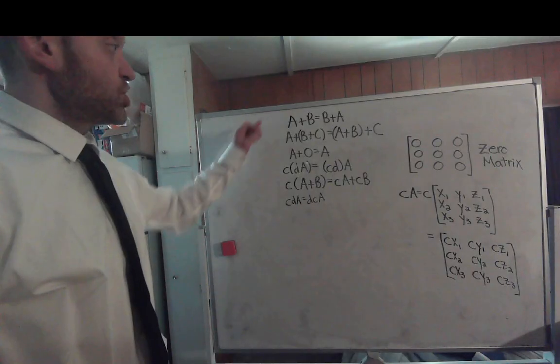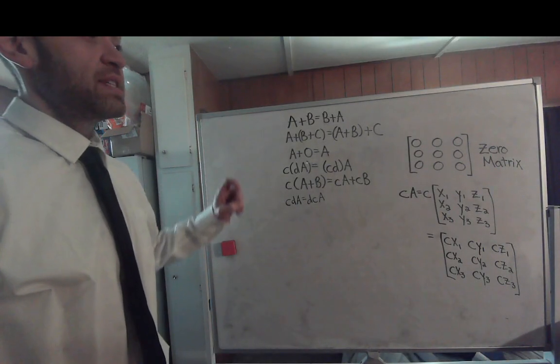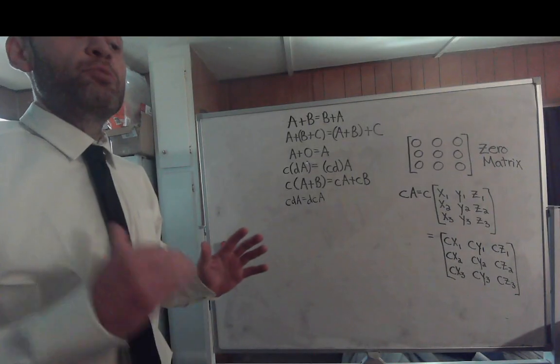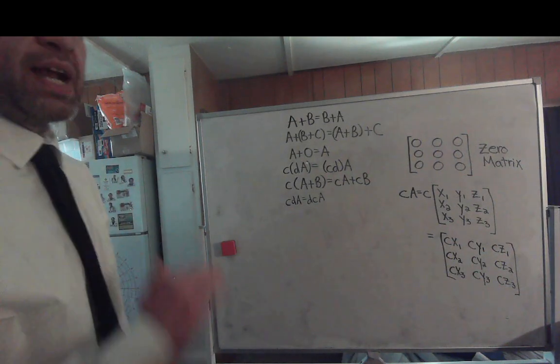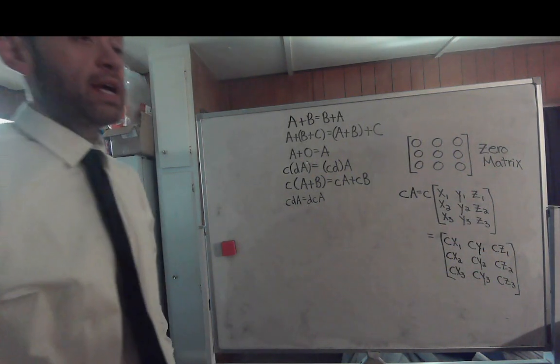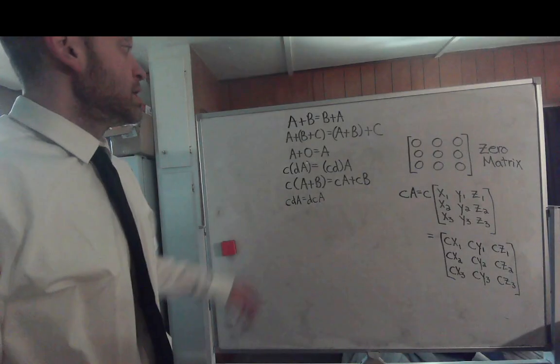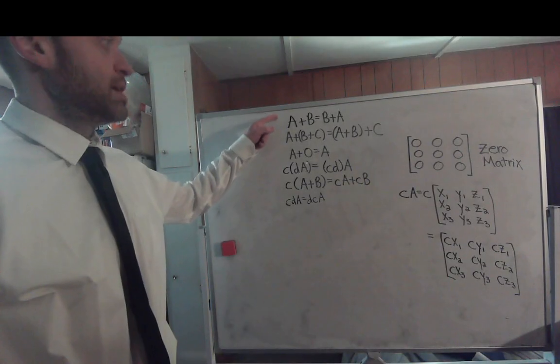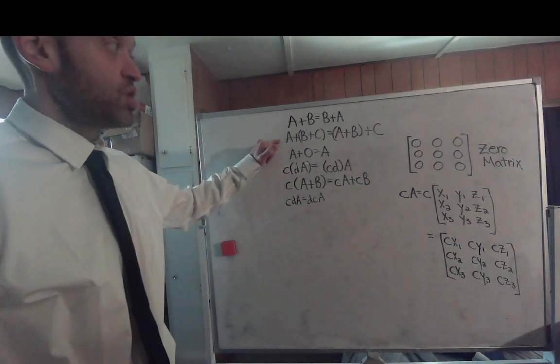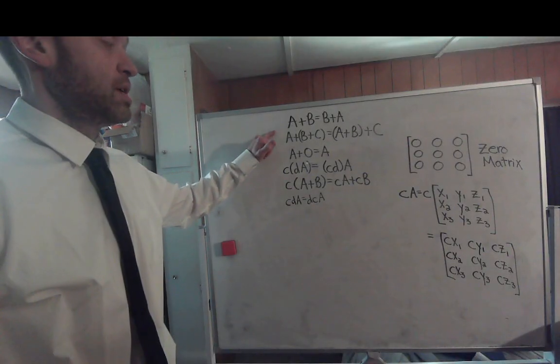So addition and subtraction of matrices only works if they are both the same dimensions. If they are different dimensions, you can't add or subtract them, so right away you can't do anything with them. But addition of matrices is also commutative and associative, like normal addition.